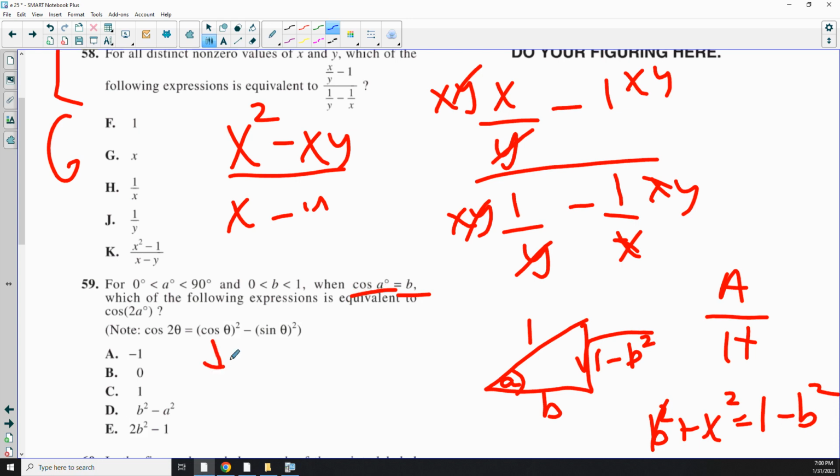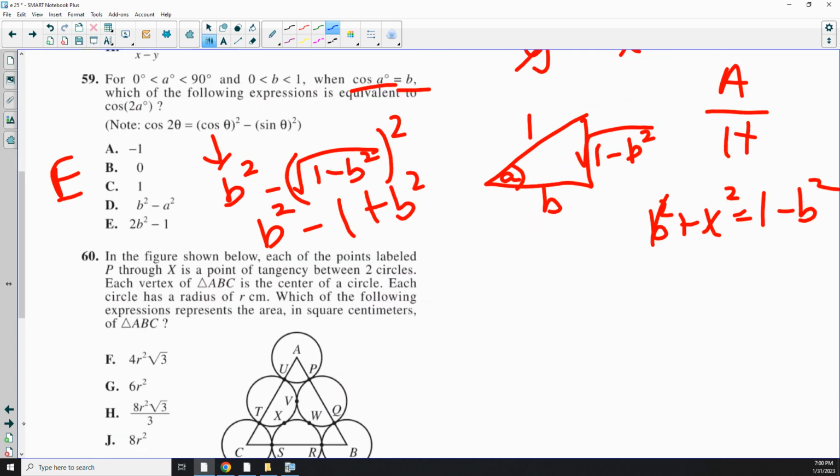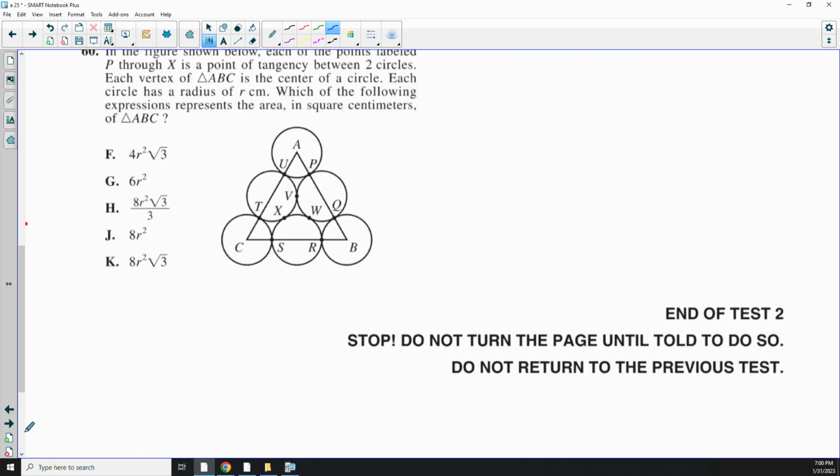Double angle is cosine squared. Well, we knew the cosine was b. And minus sine squared, which we know is that from Pythagorean theorem, squared, huh? So it would be that number squared. So it would end up being b squared minus the whole quantity. So we do the minus distributed in, and we'd end up getting 2b squared minus 1. That one's going to have trig superlatives there.